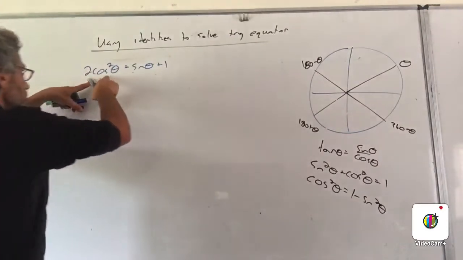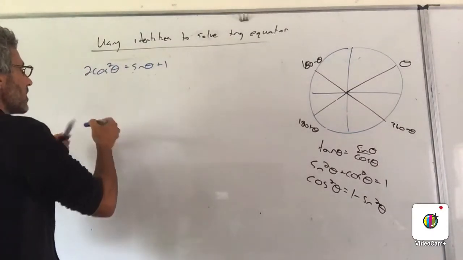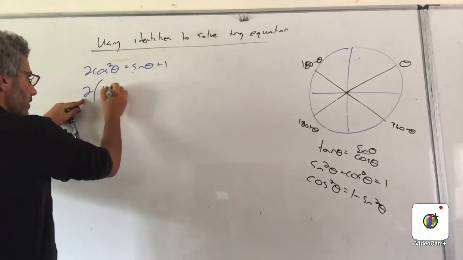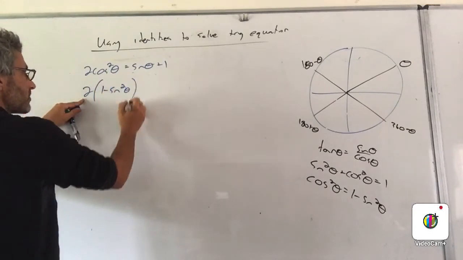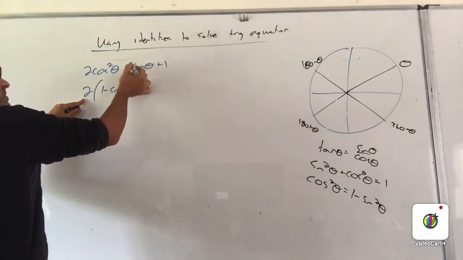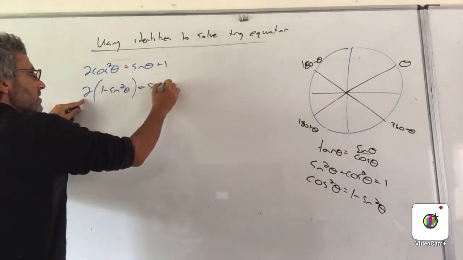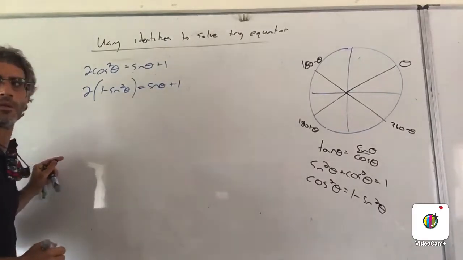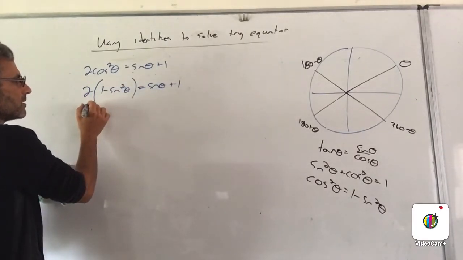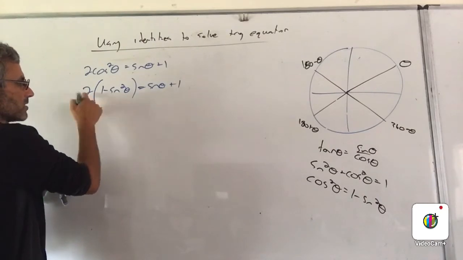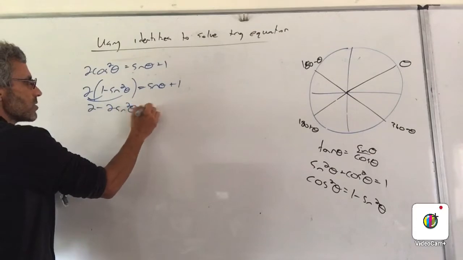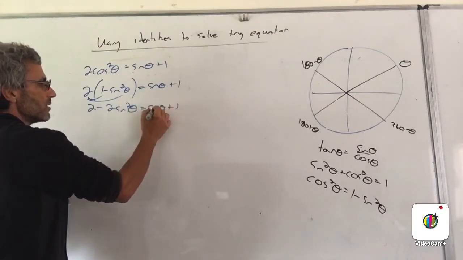So I'm going to do that, but I mustn't forget I've got a 2 in front of it. So I'm going to write 2 times 1 minus sine squared theta, and I'm going to keep the right side there: sine theta plus 1. And then just open it. How do I open that? What do I get? 2 minus 2 sine squared theta equals sine theta plus 1.